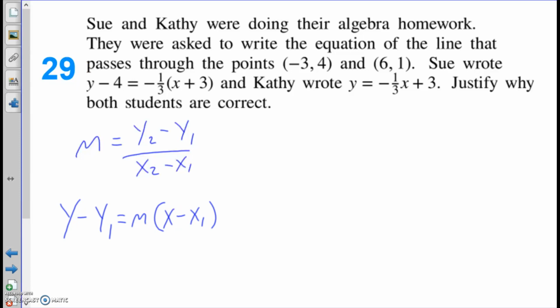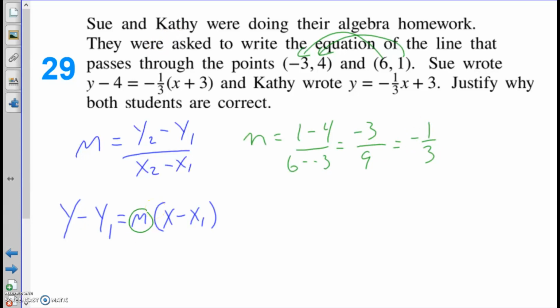So first I'll go with the slope here. So the slope is 1 minus 4, right? Subtract the y values over subtract the x. 6 minus -3. 1 minus 4 is -3. 6 minus -3 is 9, right? Minus a negative. This can simplify down to -1/3. And so that's our m.